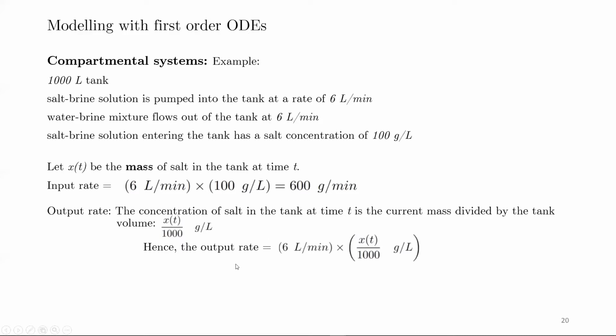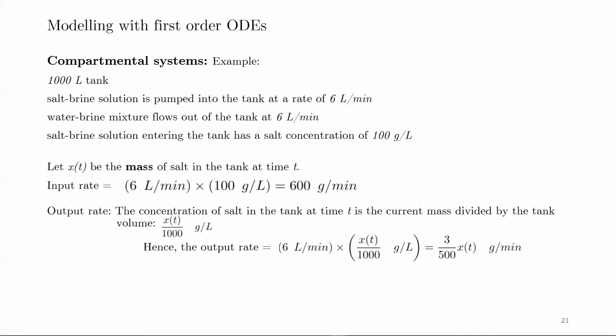And of course we're pumping this saltwater mixture out of the tank at the same rate as we're inputting it, so 6 litres per minute. So the output rate of salt from this tank is 6 litres per minute multiplied by x over 1,000 grams per litre. Again, we have a litre on the numerator and a litre on the denominator, so they cancel. So we end up with 6x over 1,000, or if I simplify that, 3 over 500 times x grams per minute, not grams per litre.